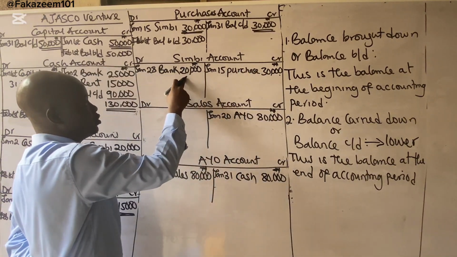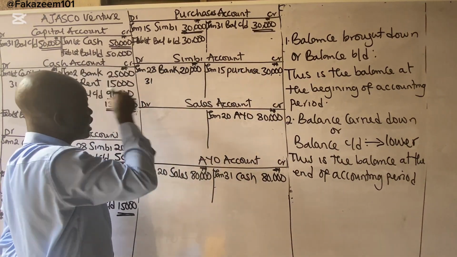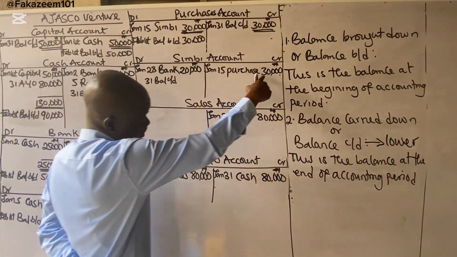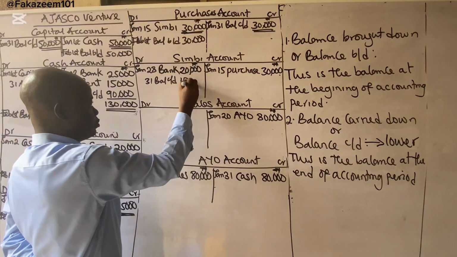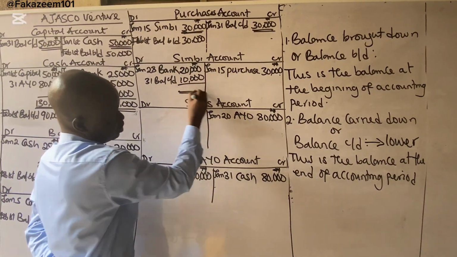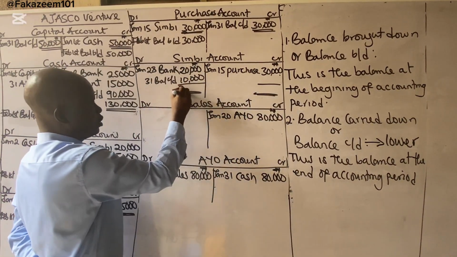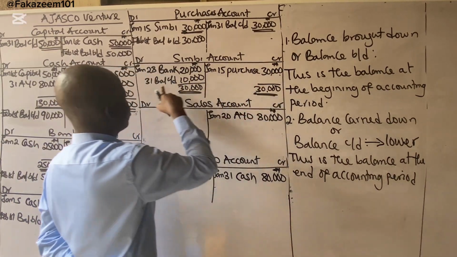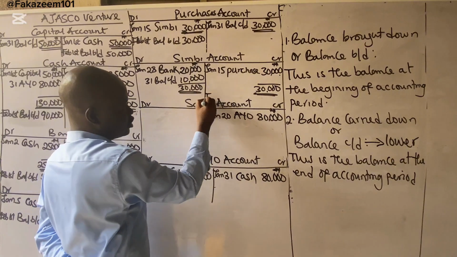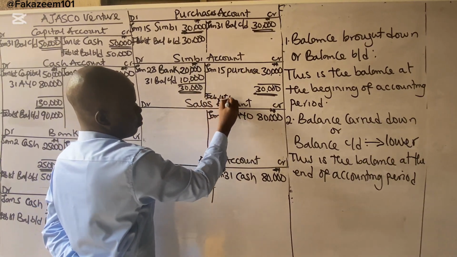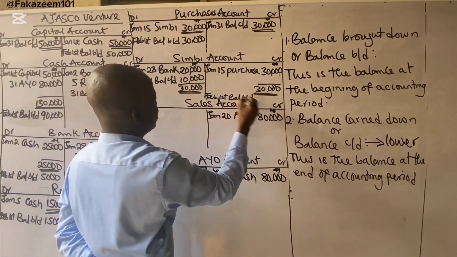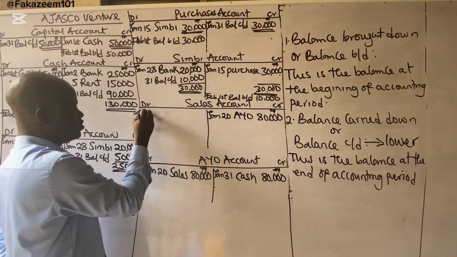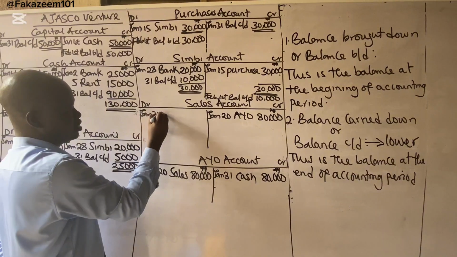The lower side is the debit side. Please put the carry down on the side that has the lowest amount. Balance carry down. We'll now say 30 minus 20. That's 10. We're almost rounding up. This 30, this 30. Now, carry down is on the debit side this time. Here you have a balance brought down. How much is carried down? 10,000. The brought down too will be 10,000.